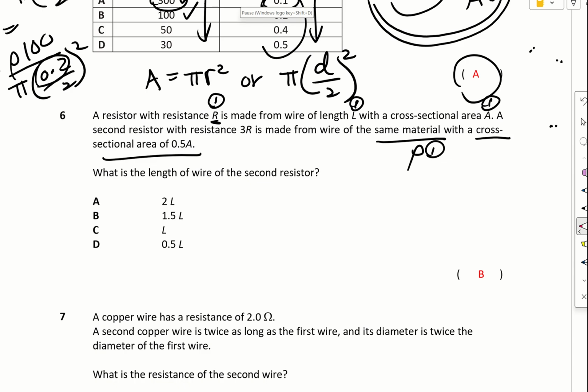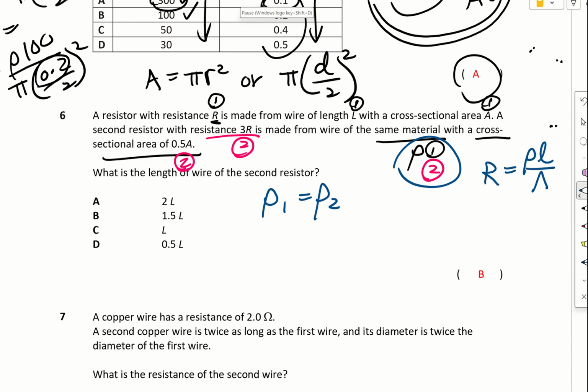Now for the second wire, the resistance is 3R. Same material, therefore it has the same resistivity. Cross-sectional area of 0.5 A. So this is a classic case where we have two scenarios, and we always look for the thing that is the same among them, so we can do a comparison and form an equation. So can I say that resistivity 1 equals resistivity 2? Because they are of the same material, and because the formula is R equals rho L over A, I'm going to make resistivity the subject of the formula.